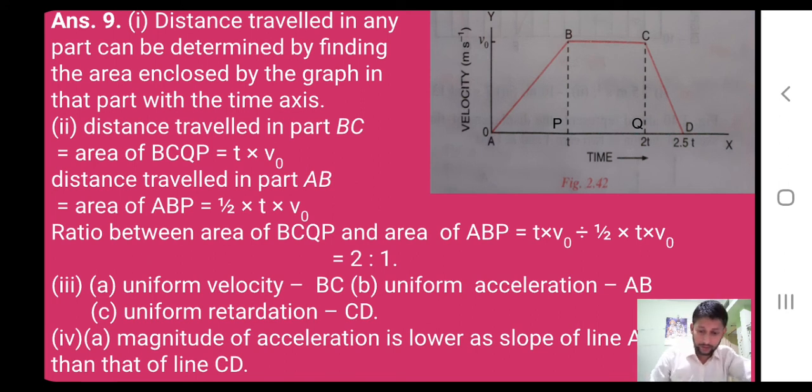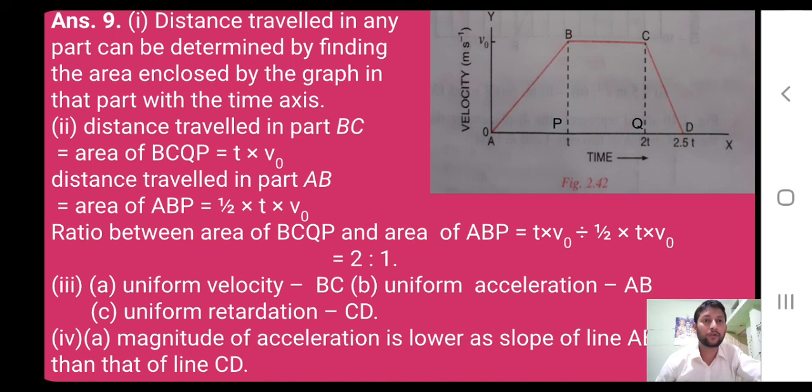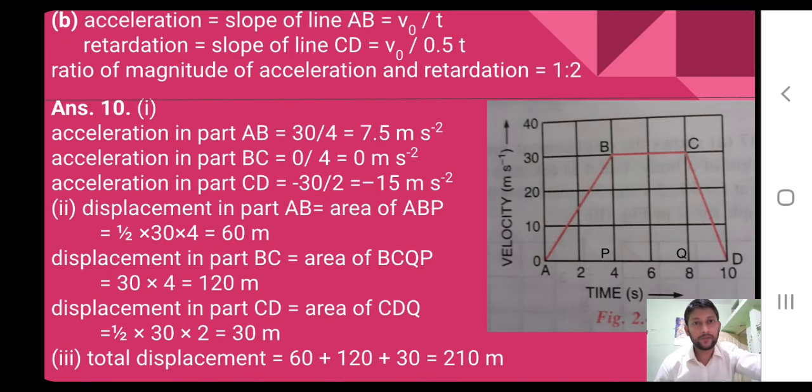Fourth: is the magnitude of acceleration higher or lower than that of retardation? The magnitude of acceleration is lower as the slope of line AB is less than that of line CD. Fifth part is to compare the magnitude of acceleration and retardation. Here acceleration is equal to the slope of line AB, which is V0 by T, and retardation is equal to the slope of line CD, which is V0 by 0.5T. If you find their ratio, you will get 1:2.